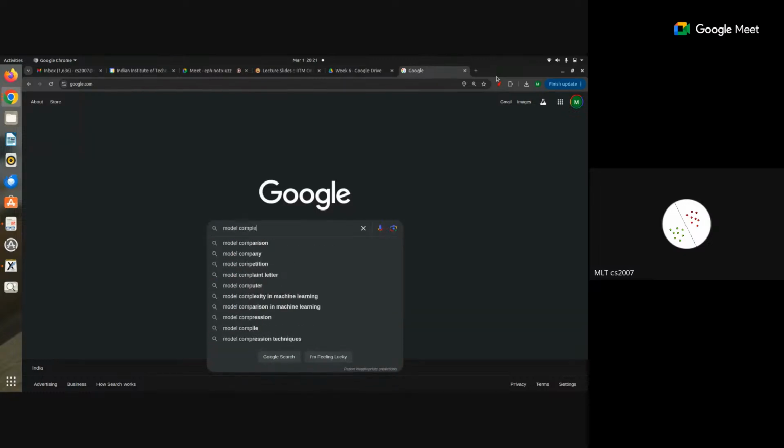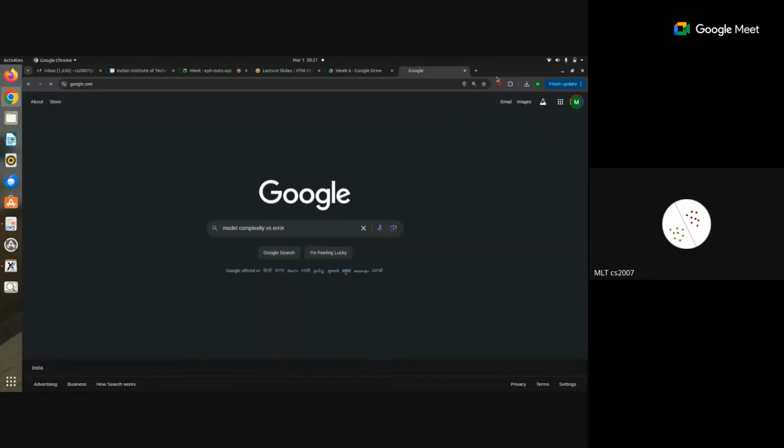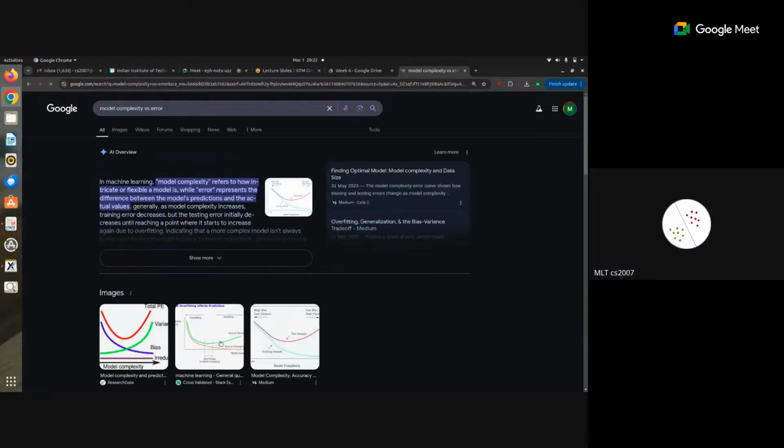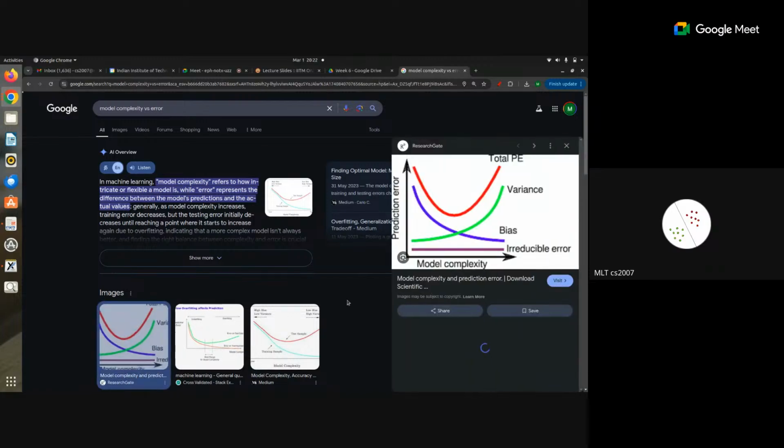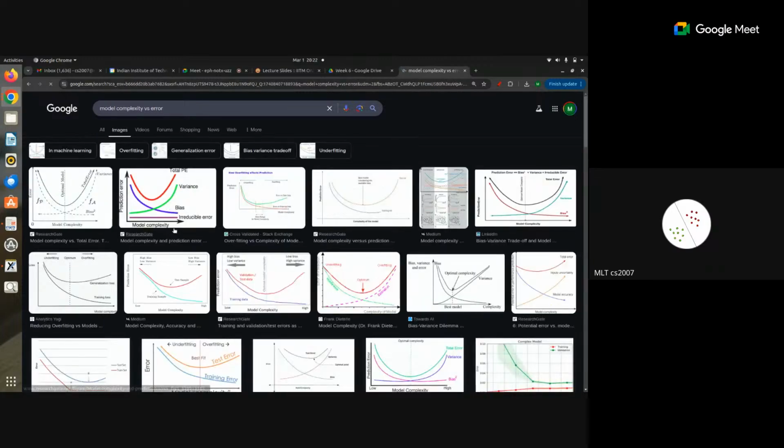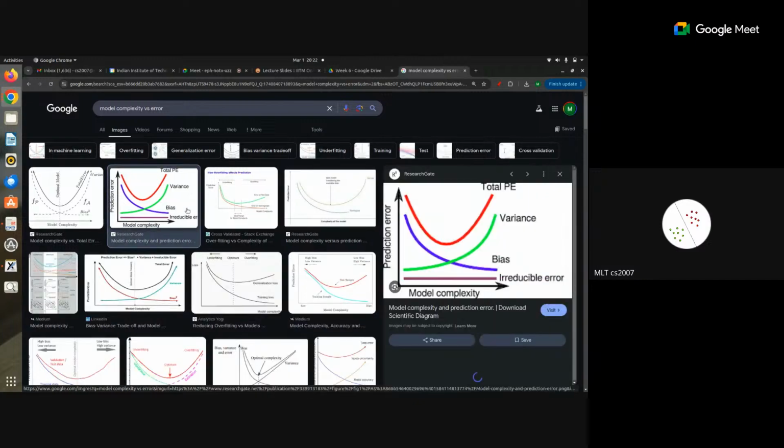What do you mean by model complexity? The model is generally like y equals mx plus c. This is not a complex model, right? But let's say y equals ax square plus, or maybe ax cube plus bx square plus. As you go to higher degrees, if your degrees are very high, it is said to be a more complex model.